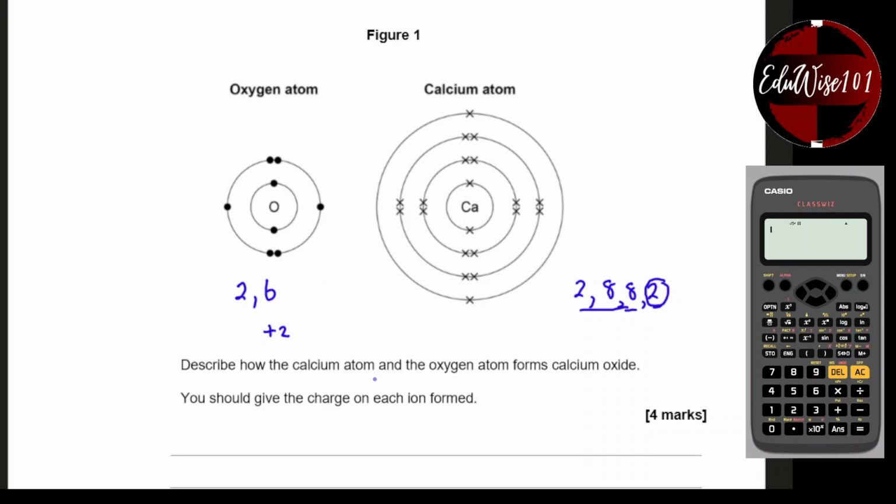Describe how the calcium atom and the oxygen atom form calcium oxide. Now, to form calcium oxide, they need to first form ions. The way they form ions is by either gaining or losing electrons. So oxygen gains the 2 electrons to become O2 minus, because it's gaining 2 electrons. Calcium loses 2 electrons to become calcium Ca2 plus.